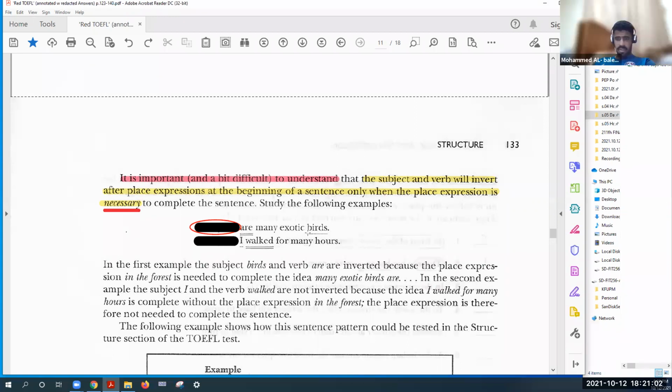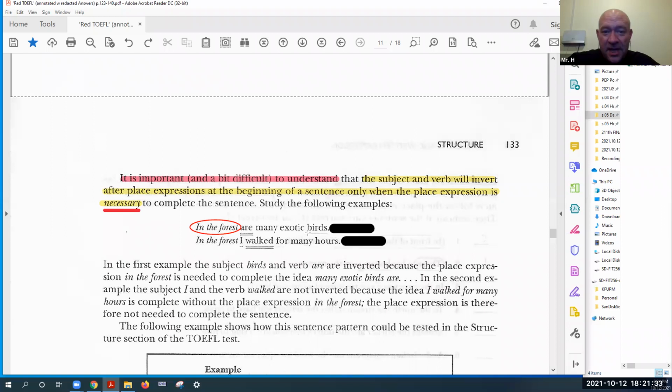This is a complete idea because there is a subject and there is a verb. The order is correct. Yes, subject is first and then the verb. So this is a complete idea, and we don't need to add the object of a preposition. The prepositional phrase is optional here. Do you understand? Yeah, I get it. The first example, we need it. It's necessary. We need it to complete the idea.